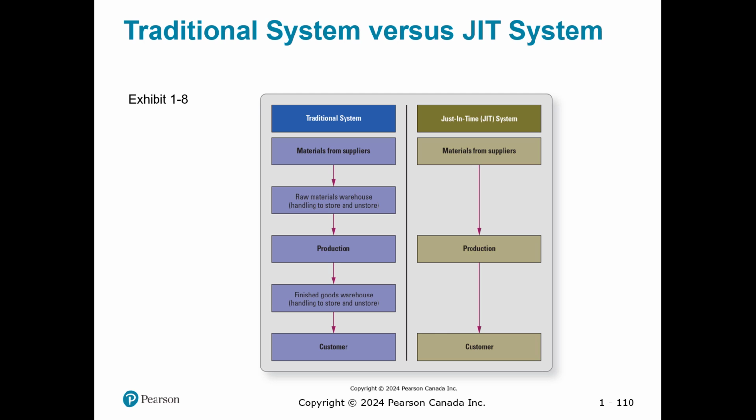So to give an example, if we're looking at a traditional system, and you can see that traditional system on the left-hand side, we buy materials from suppliers, we stockpile them, not because we need them, we stockpile them, and then they go into production, and then we stockpile that, and then we go to the customers.